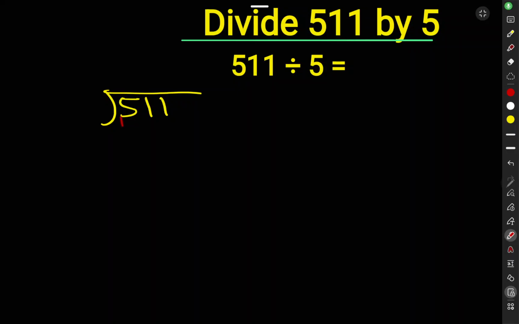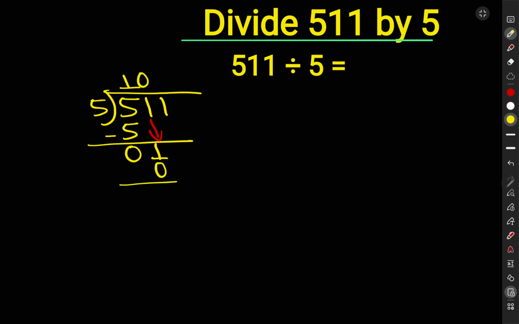We divide 511 by 5 in the long division method. 5 times 1 is 5. On subtracting we get 0. So now we put down this 1, and 5 times 0 is 0. On subtracting we get 1.